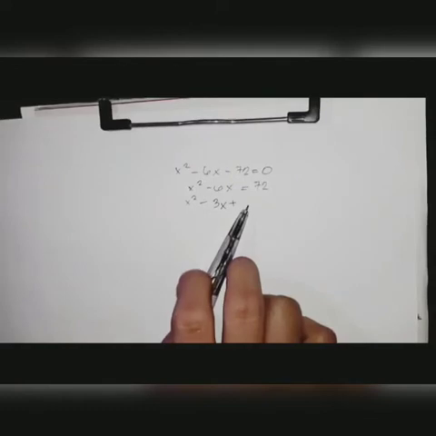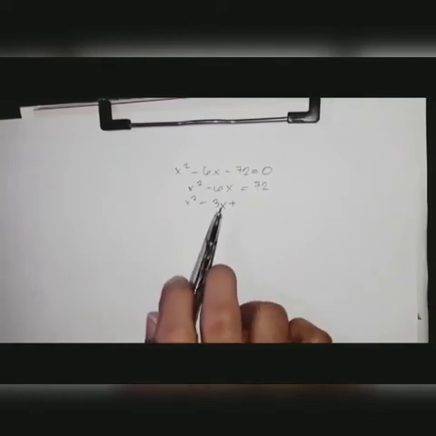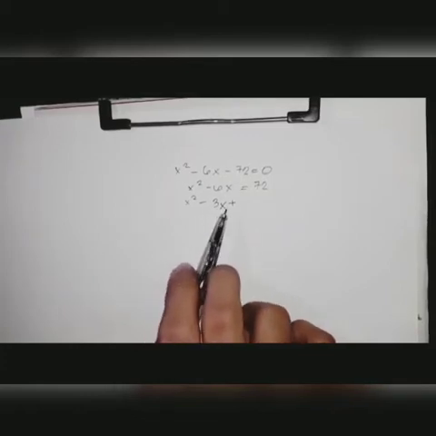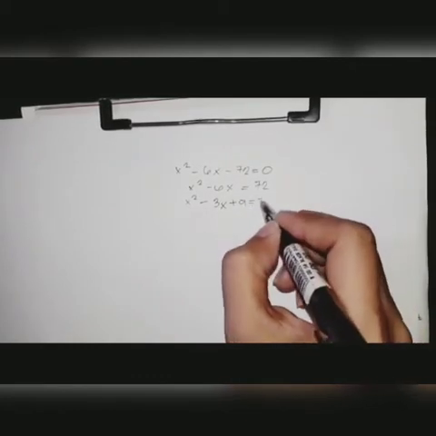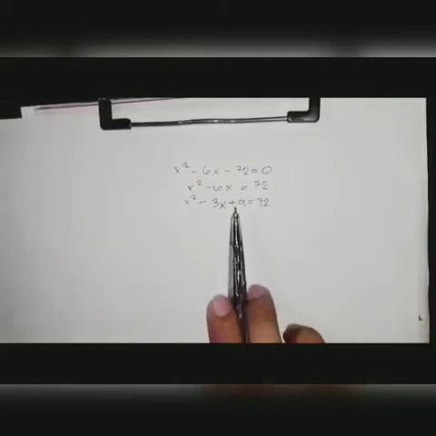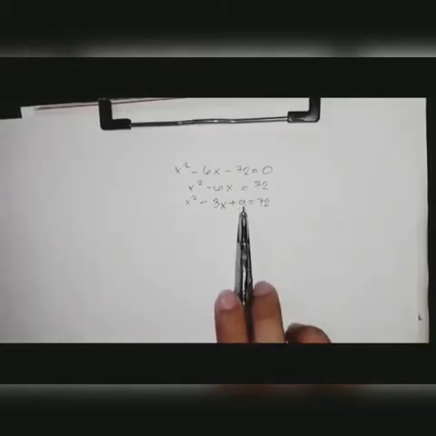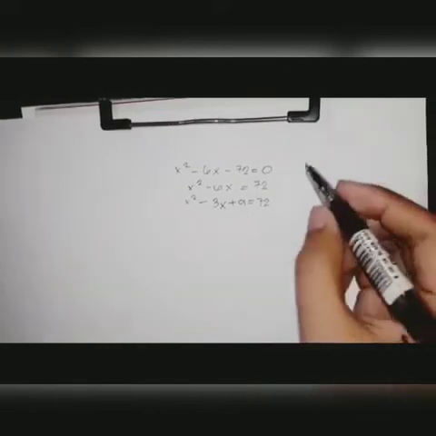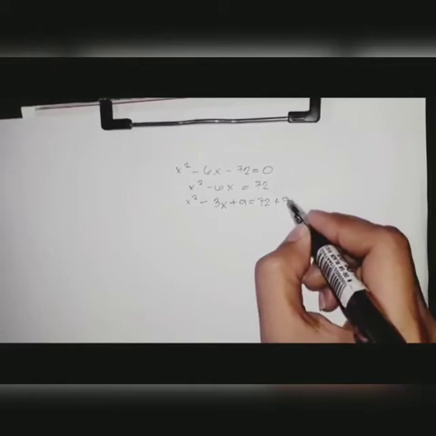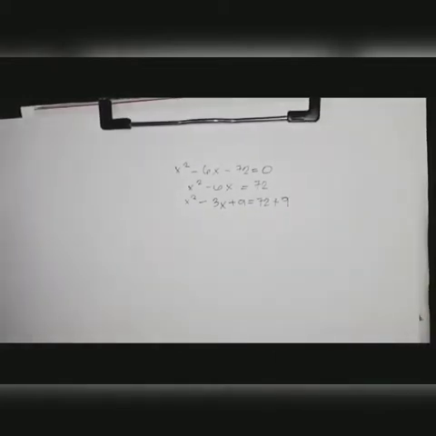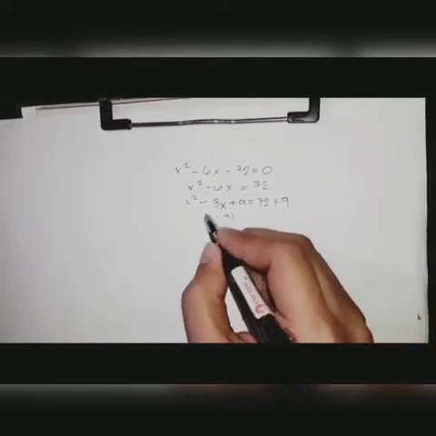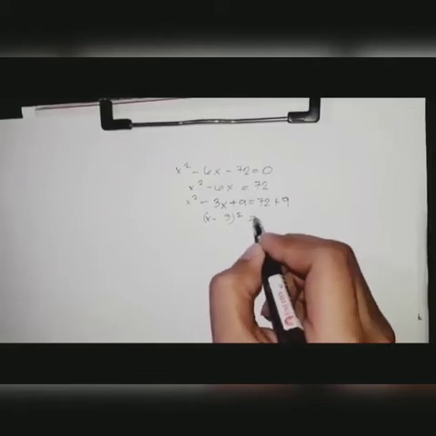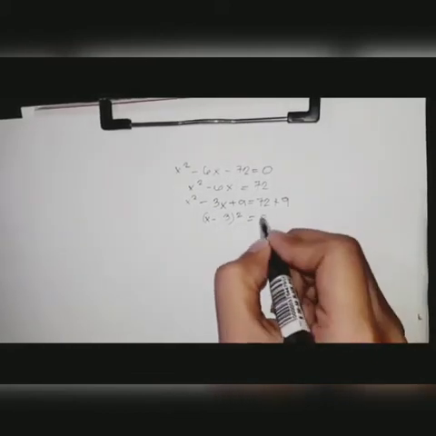And then for the third term, we should square the value in the second term. So 3 raised to the power of 2 is 9 is equal to, copy 72. And then whatever value you added on the left side of the equation, you should add it also on the right side. So 72 plus 9. And next we should factor this out. X minus 3 raised to 2 is equal to 72 plus 9, and that's 81.